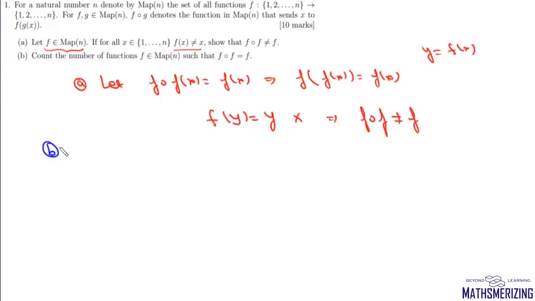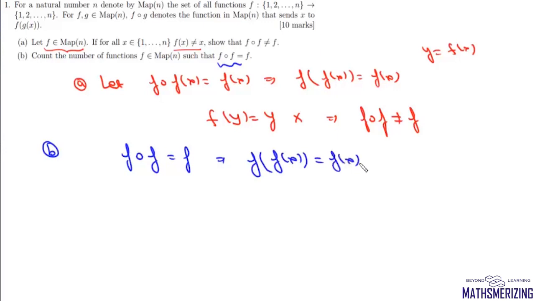Now the second part says we need to count the number of functions such that f of f is equal to f. So that means we are given that f of f is f, that is f(f(x)) is equal to f(x). That means we can write f(y) must be equal to y.